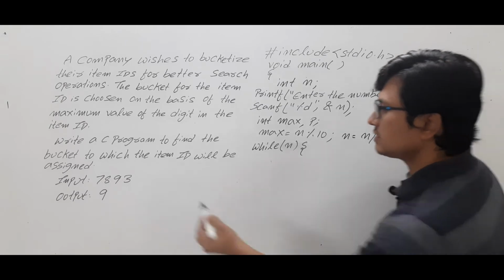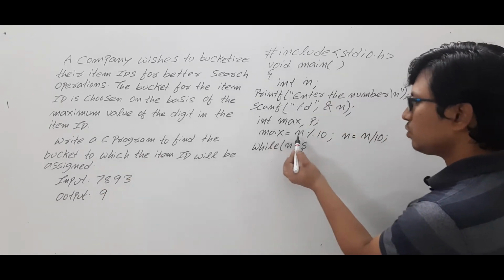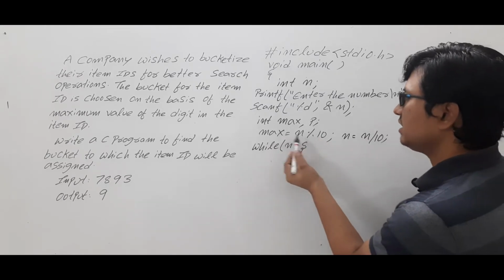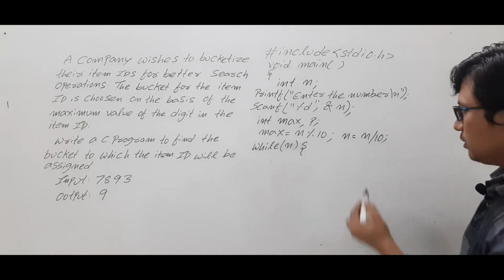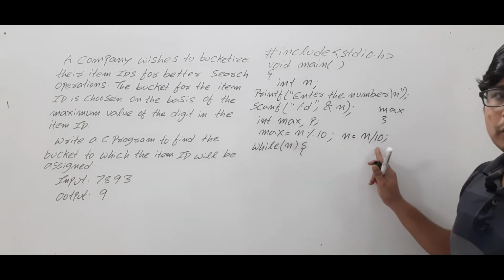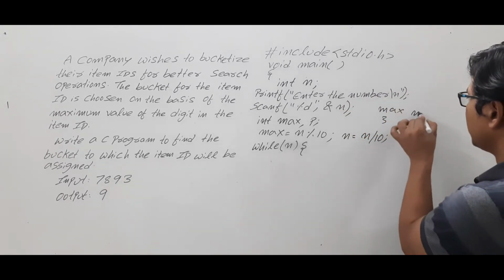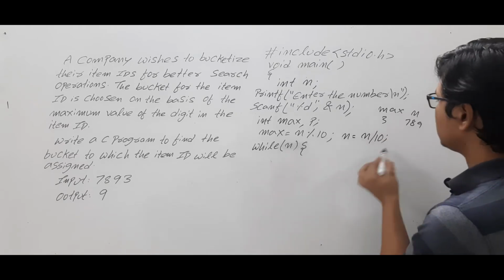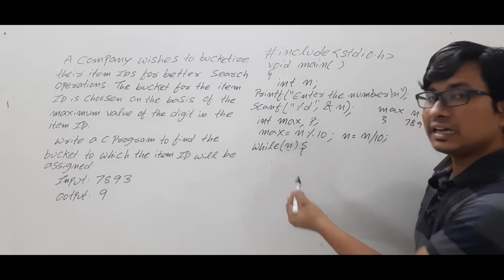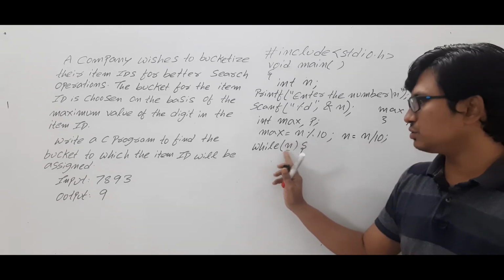Now let's take a number called 7893. Max is equal to 7893 modulus 10. I will get 3. So max is equal to 3 right now. And n is equal to n division 10. 7893 by 10, you will get 789. So while n, 789, if this one is other than 0, then the condition is true. 789 is other than 0, so this condition is true.